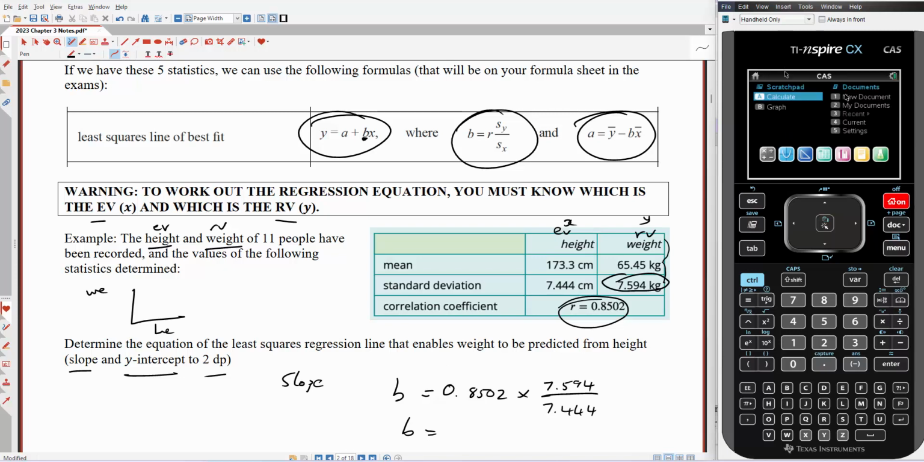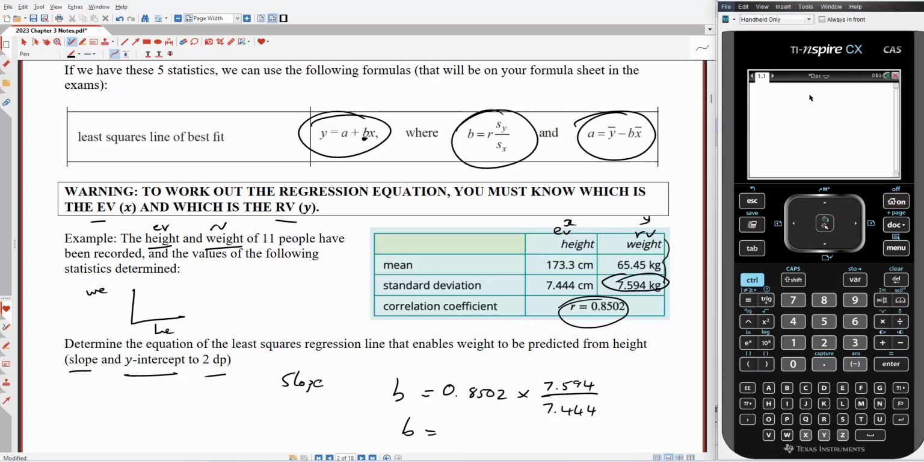So I'm just going to punch that into the CAS, because I've got no chance of working that out. So it's 0.8502. We're going to multiply that by 7.594 over 7.444. Okay, and it's told us that the gradient or the slope is 0.867 and so on. We're just going to round it to two decimal places, so we're going to say that that's 0.87. Okay, so we've got our slope.